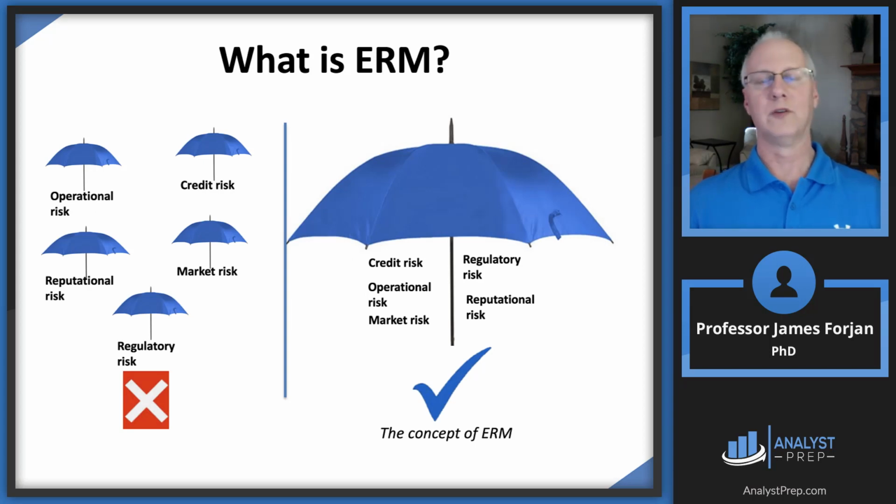Here's a good picture. Think of the silo risk management strategy over on the left-hand side, where each individual type of risk has its own umbrella. So you manage that risk with this particular umbrella, and you're not really worried about how the other risks are being managed. On the other hand, ERM has one giant umbrella that's overseeing and managing each of those risks.